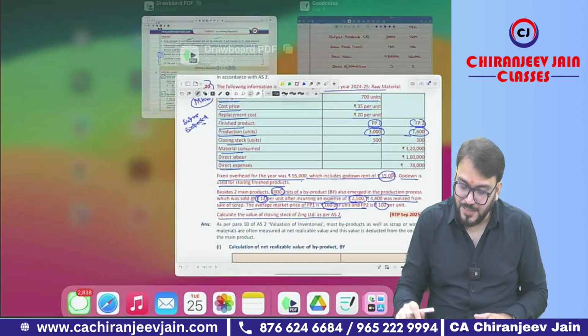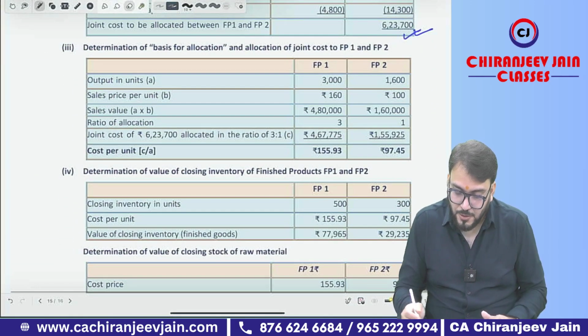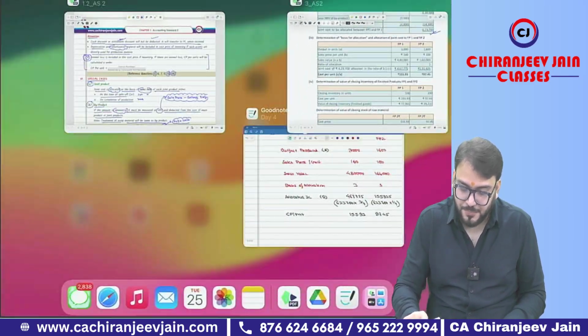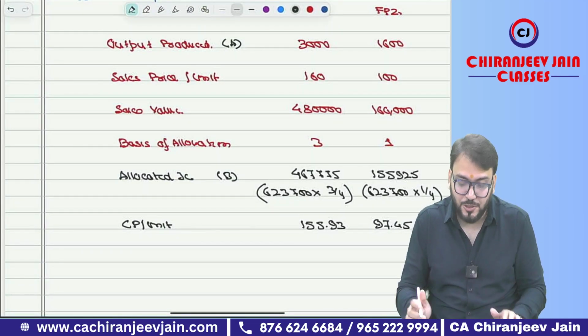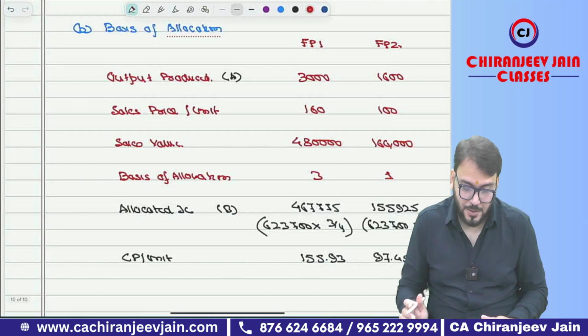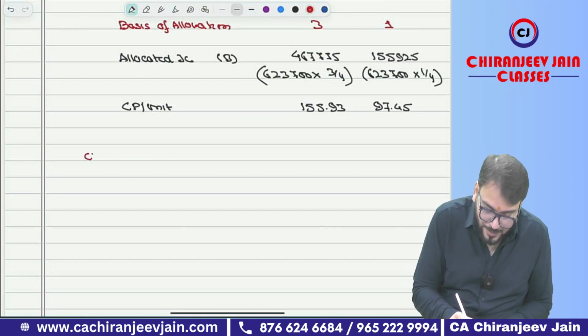Let us check whether we are doing it correctly. So 155.93 and 97.45, exactly the same. I am also doing this question for the first time. Understood. Then we'll do point number C.